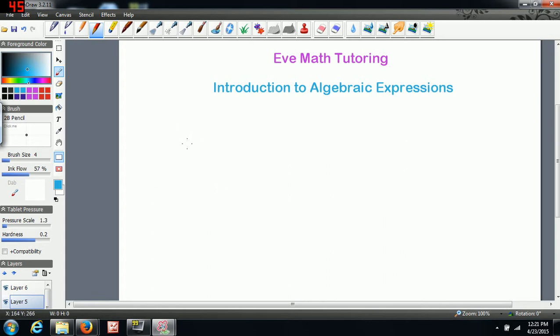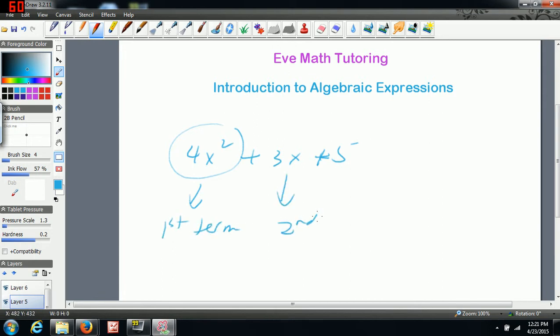Now when you have an expression, so you have the expression 4x squared plus 3x plus 5. In this expression, 4x squared is the first term in the expression, 3x is the second term, and 5 is the third term in the expression.